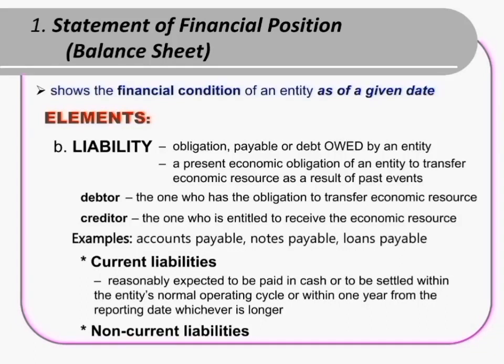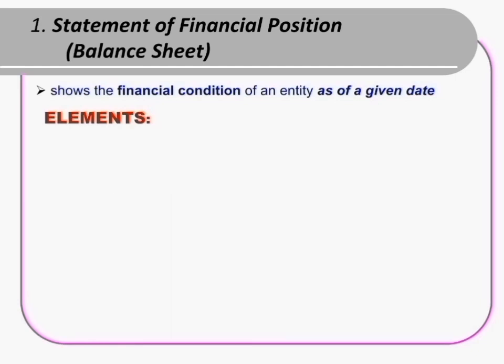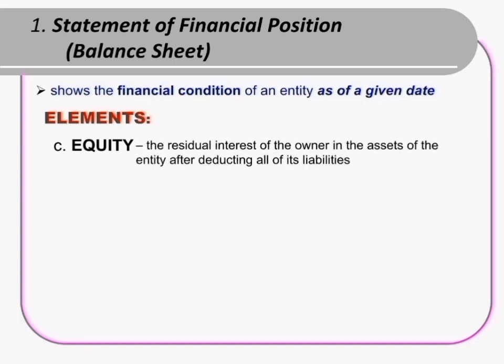Moving forward from the last video, when the liabilities are deducted from the assets, the difference is known as equity. Therefore, equity is the residual interest of the owner in the assets of the entity after deducting all of its liabilities. In other words, in case all liabilities are paid out of the assets of the entity, whatever amount of assets remains is the equity. That's why we have the word residual here, meaning remaining or leftover.